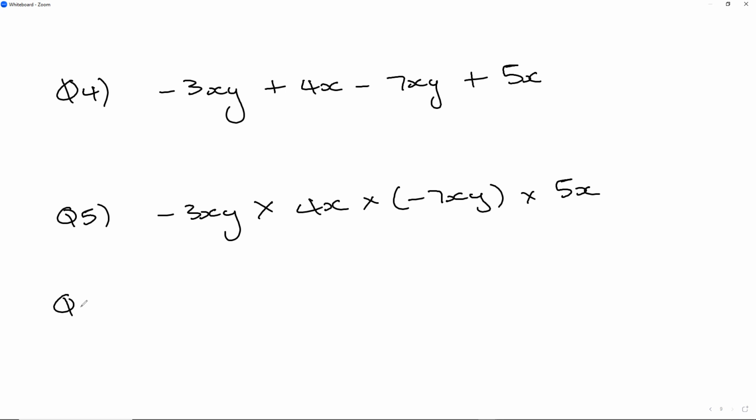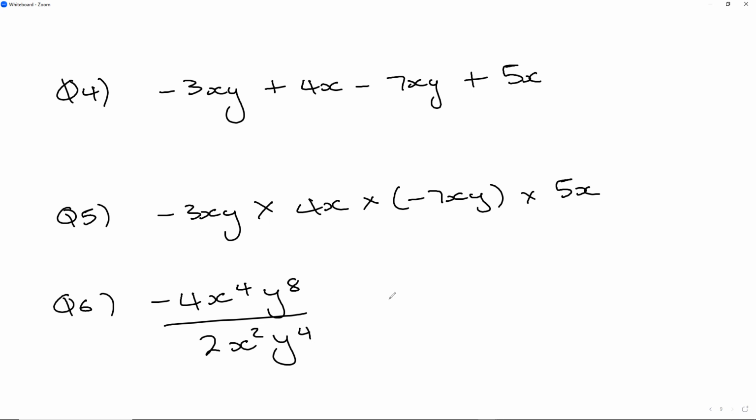And in question 6, let's divide negative 4x to the power of 4, y to the power of 8 over 2x squared y to the power of 4. Try these and let's see what you got.